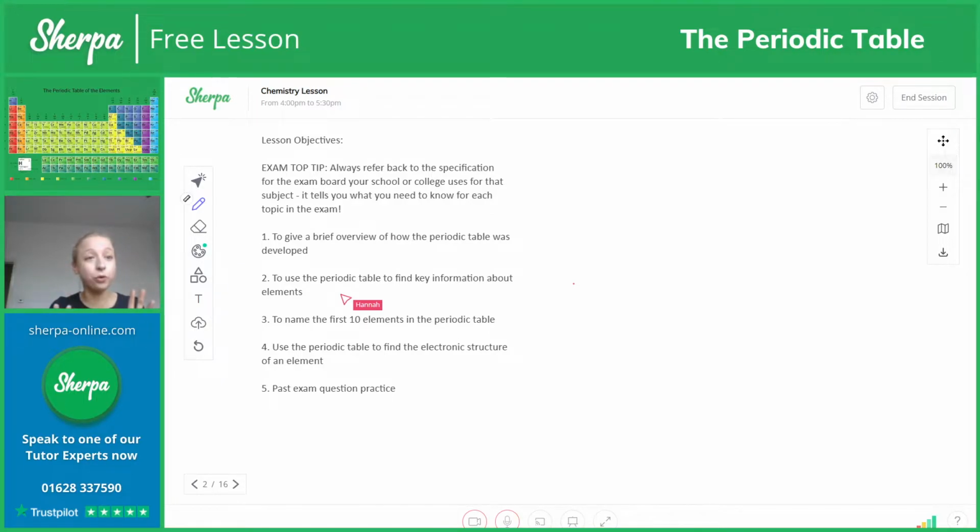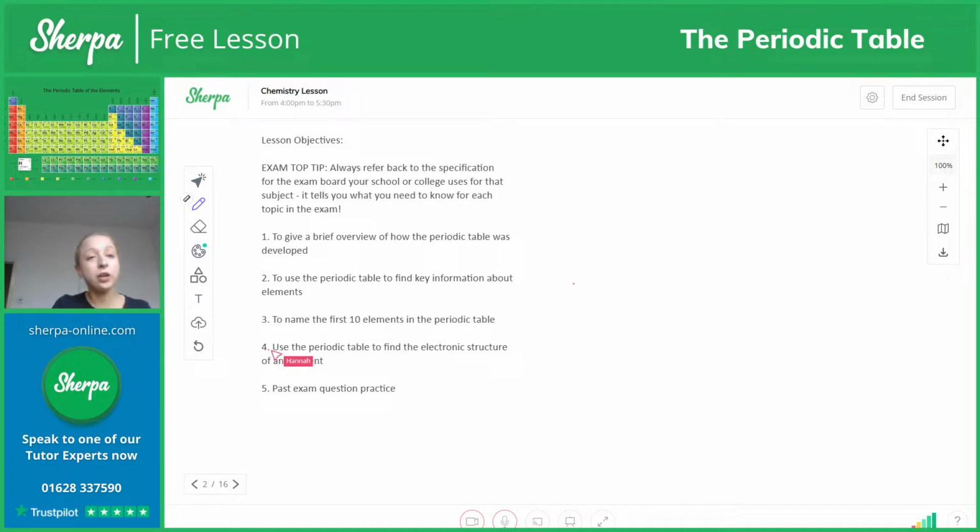It's actually quite organised, and if you know what you're looking for, you can get some really great exam marks just by knowing the structure of the table and how it's all laid out. We're going to go over the first 10 elements in the periodic table just because it's always good to have them on the top of your brain, and this is something that's stuck with me since I did my GCSE. So we're going to quickly go over that.